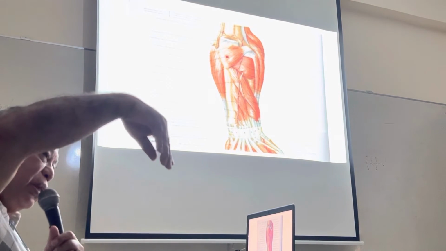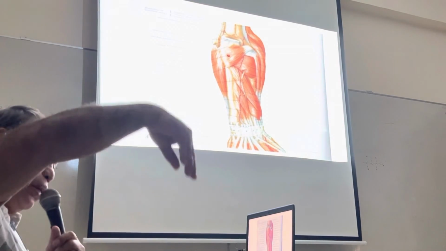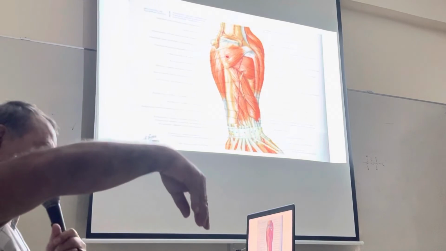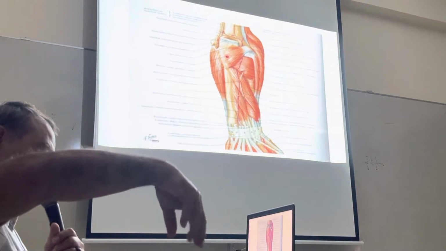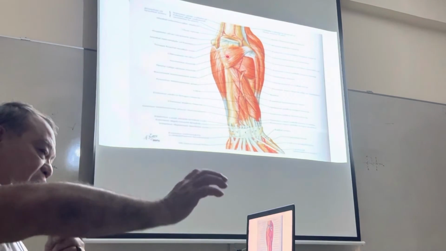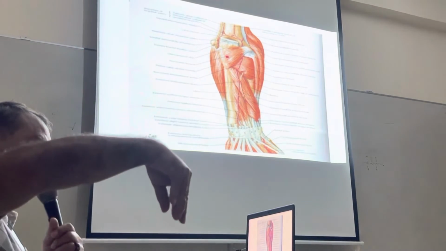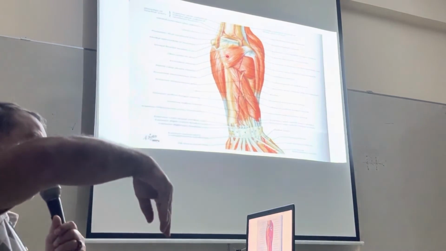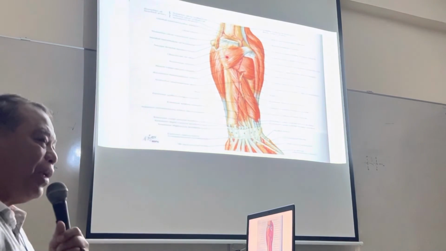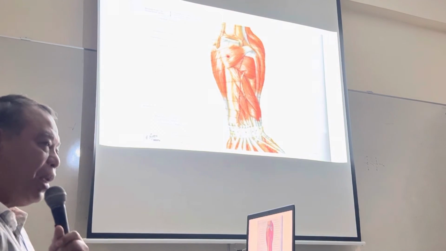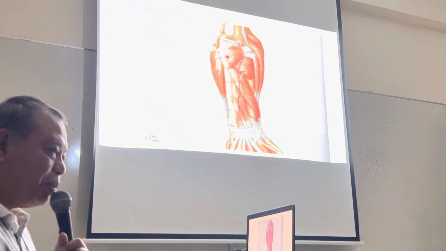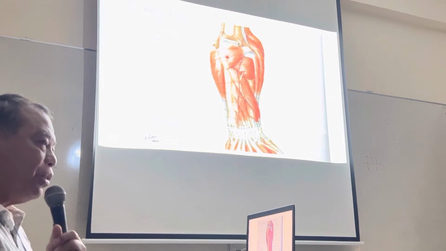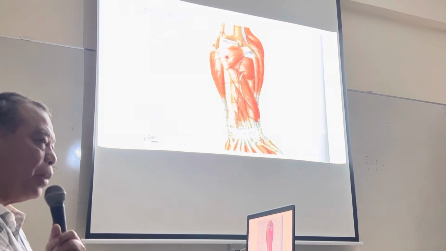You know what this is? They can move, the fingers can move, pero they cannot extend. Ang tawag ini? Wrist drop. Injury to the radial nerve will lead to a condition called wrist drop. The most common site of injury of the radial nerve is fracture of the middle part of the humerus.